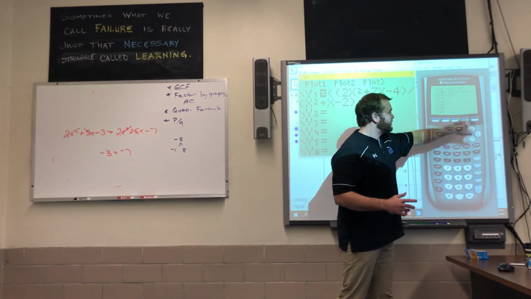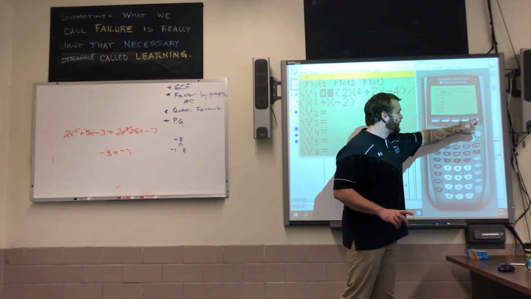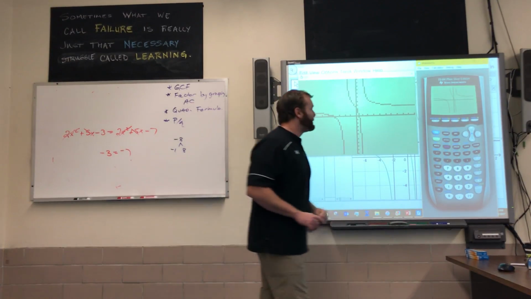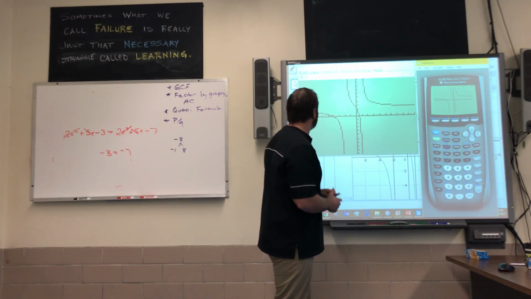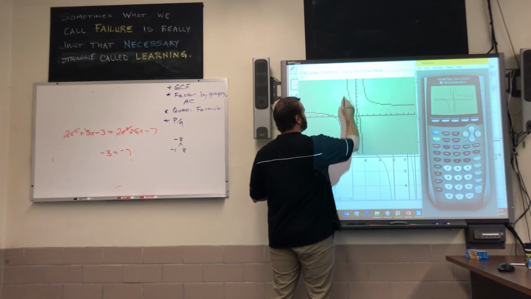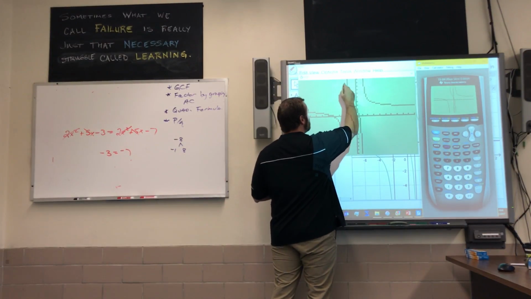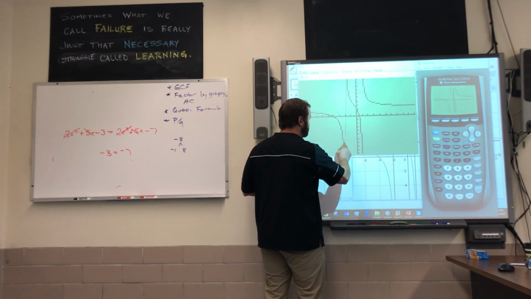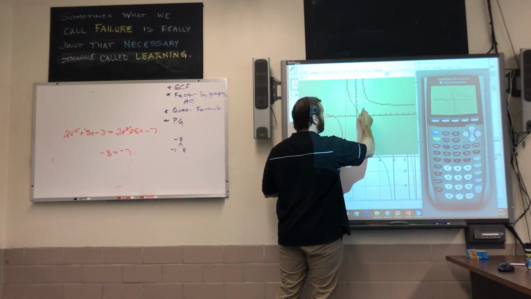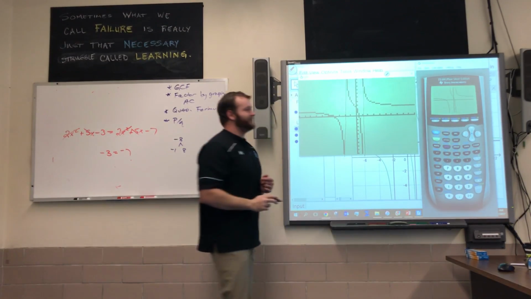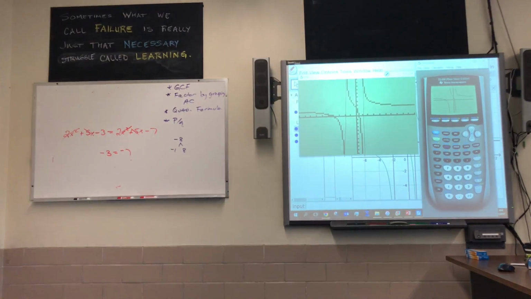So I type that in. You type it in factored form or expanded form, and then I graph it. Now some of yours, when you graph it, and I know because people have come to me already and talked about this, will have those lines in them. Okay. And what do those lines look like for us?